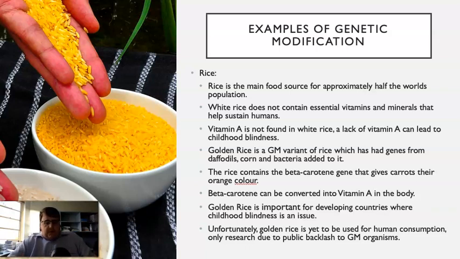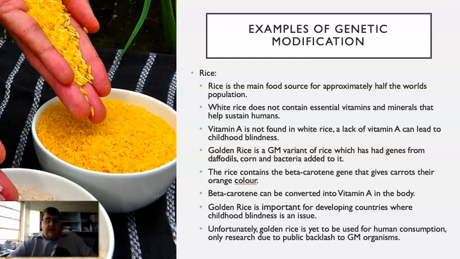Now, to combat that, because we still want to use rice because it's so beneficial and it can help feed a large amount of people, scientists have been working on genetically modified rice. So they've taken genes from daffodils, corn, and bacteria, and they've added them to the rice. Now the genes that they've added help the rice contain something called beta-carotene. Now you might have heard that beta-carotene is basically what's in carrots and makes the carrot orange, hence why we're calling this golden rice.